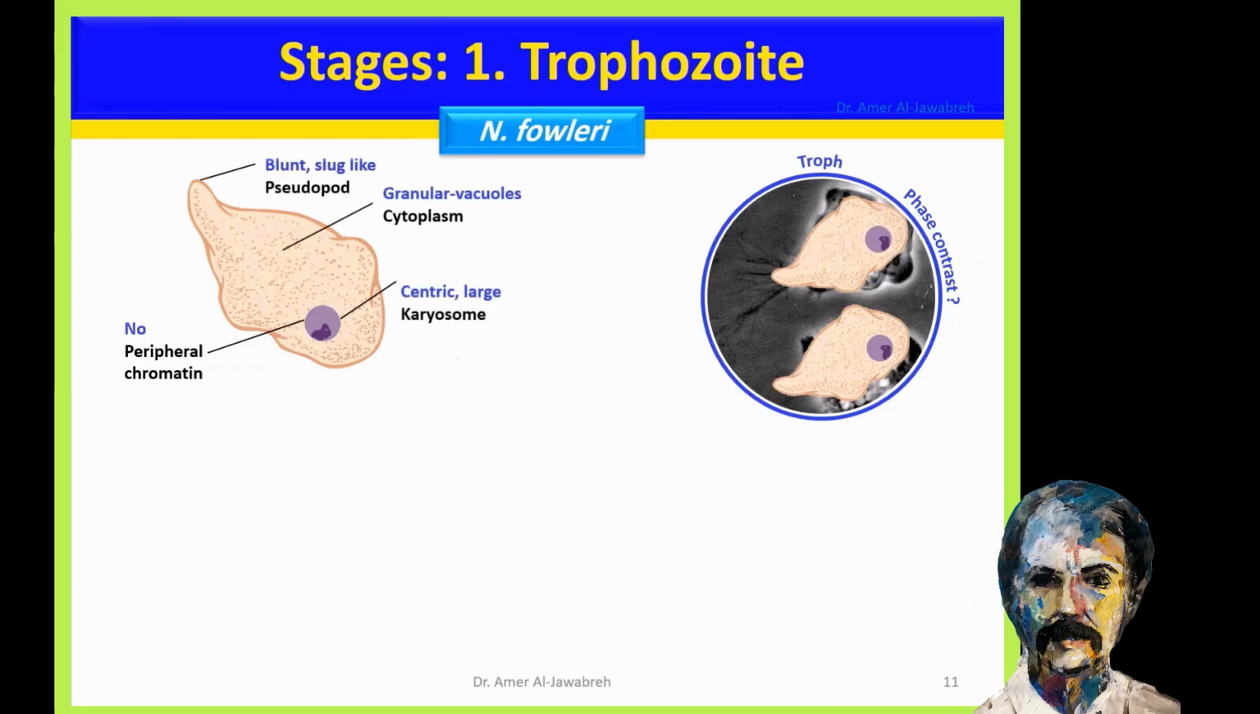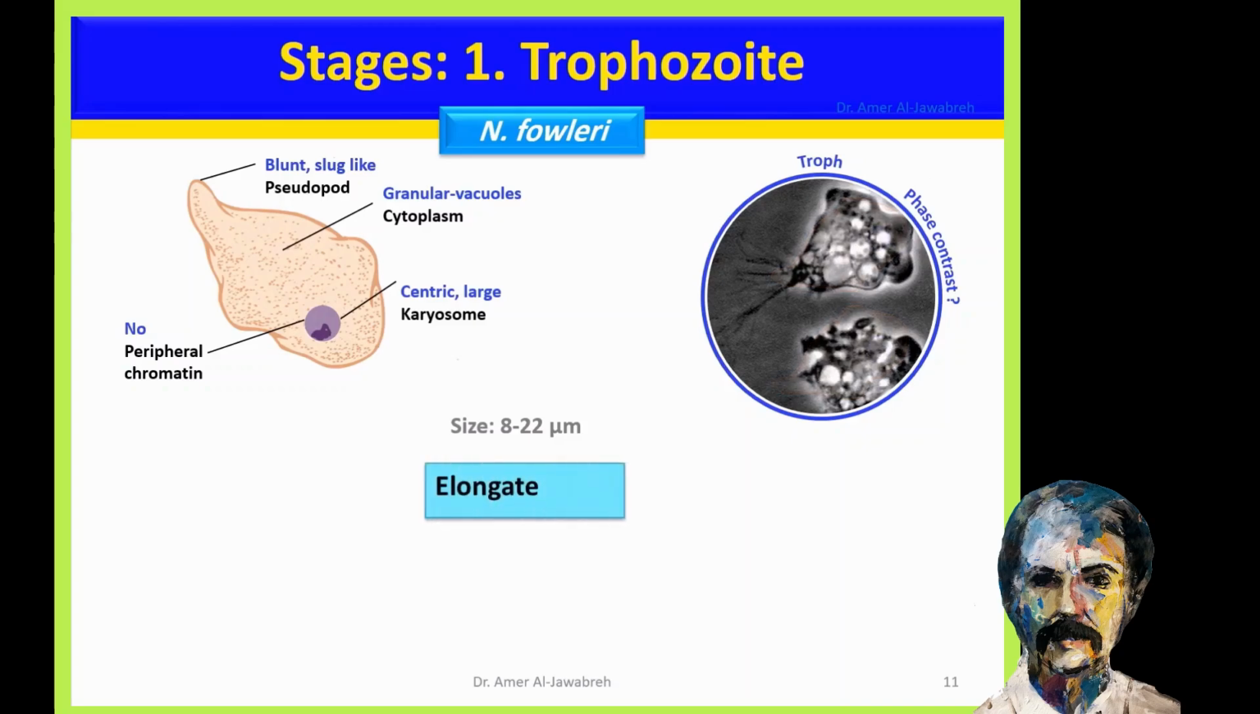Large centric karyosome, granular vacuoles, and they have blunt pseudopod, like the E. coli. Pseudopod, the false leg, and it's blunt. And it's slug-like. You know what a slug is? The mollusk that is found near humid areas. Size 8 to 22, elongate, single nucleus as all the time.